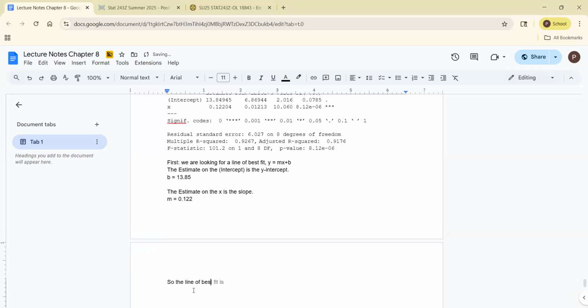So the line of best fit is y equals 13.85. Oh, sorry, I got that wrong. Let me start over. y equals 0.122 times x plus 13.85. We can use this line to predict a y value if we are given an x value. But first, let's look at some of the other output.